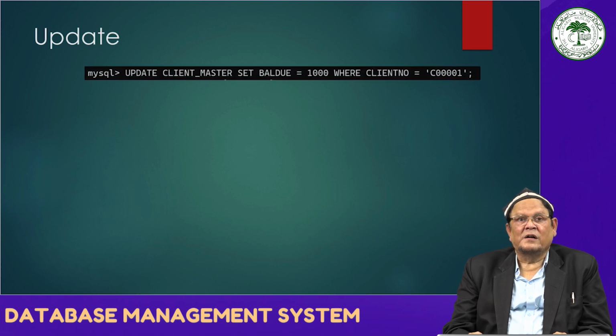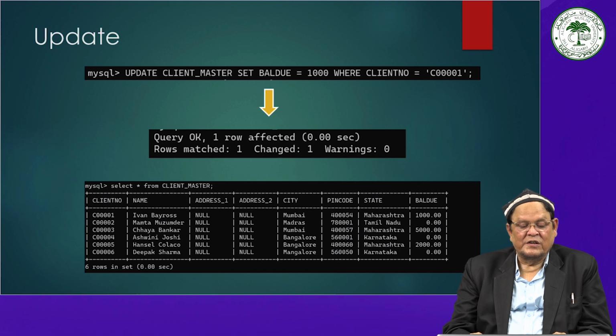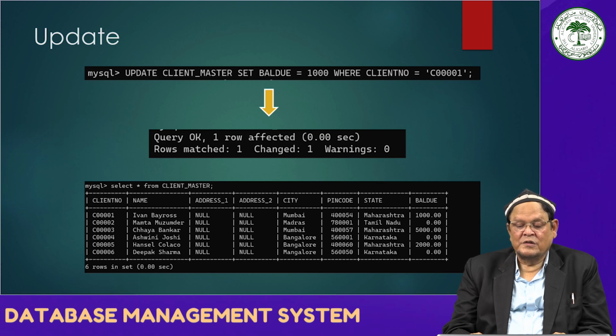Suppose you write a command: update client_master set balance_due = 1000 where client_no = 'C0001'. Then it will write Query OK. It means it has been executed and updated, and you can see here the client number's balance due value has been changed. Before it was 15,000.